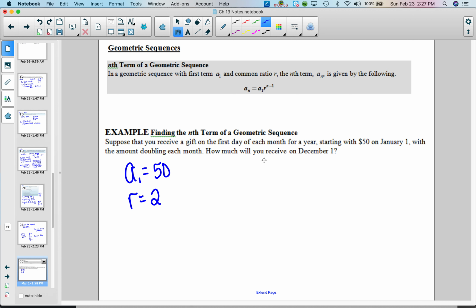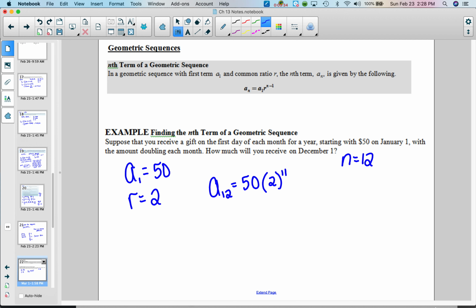So if I want to know how much I would receive on December 1st, we'll notice that that means that n equals 12. So we're going through all 12 months. And I want to know how much you would receive just on December 1st. So we're not looking for the total amount accumulated throughout the year, but just on December 1st. So if we want to find a sub n, so that's a sub 12, I take a sub 1, the formula is right here, so I take 50 times r, which is 2, to the n minus 1, which would be 11.